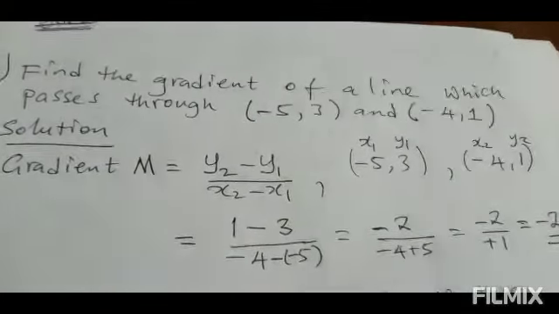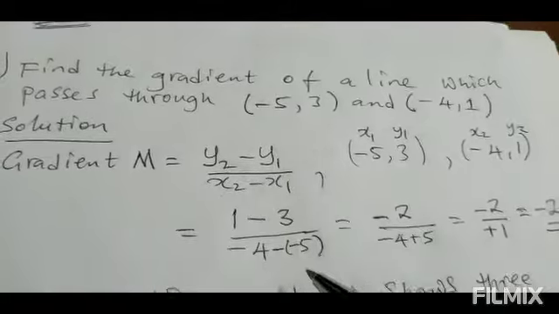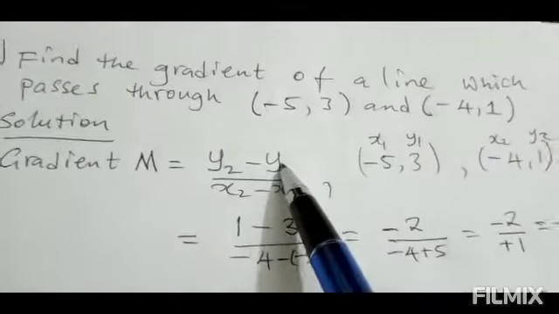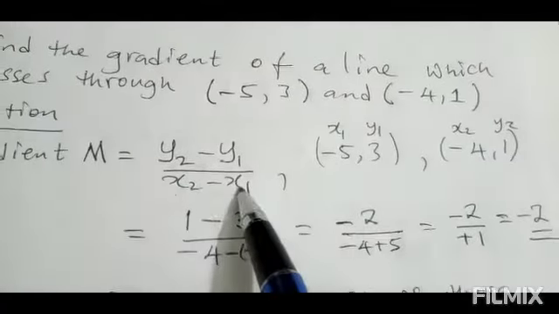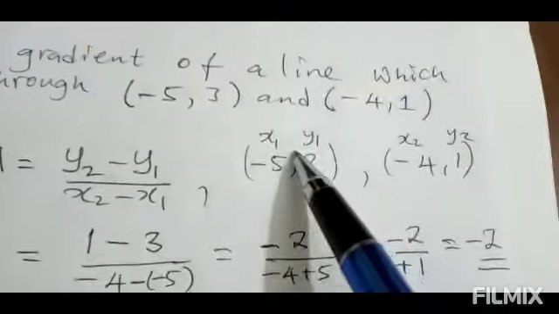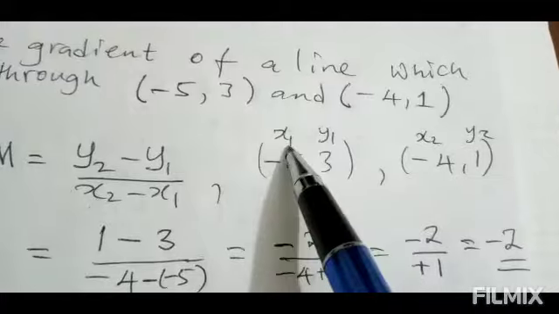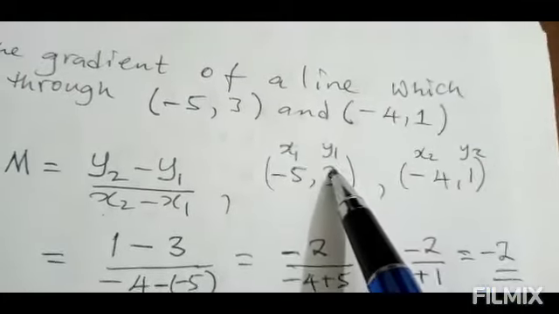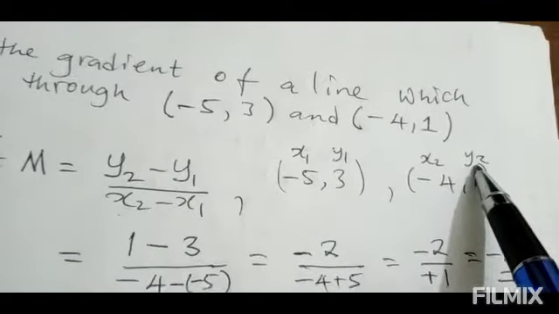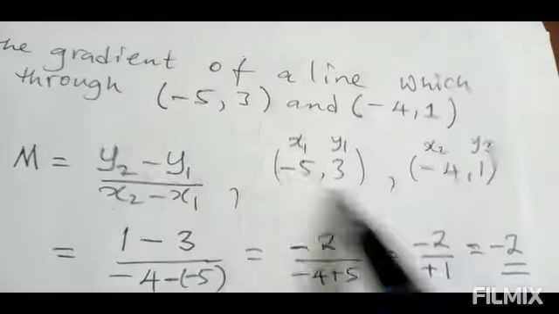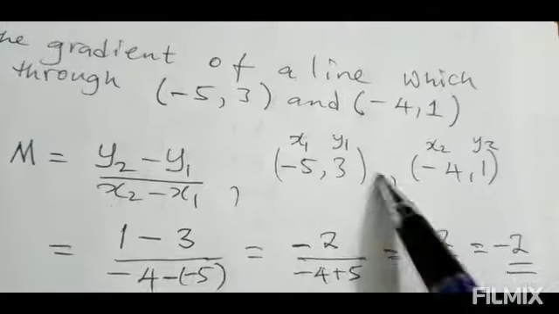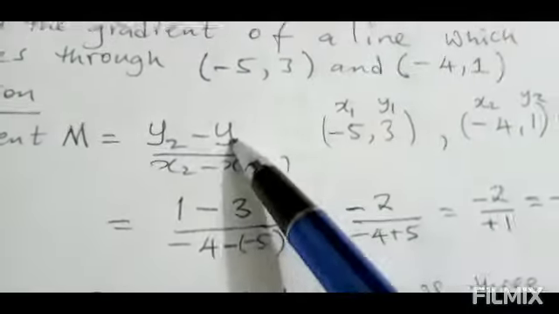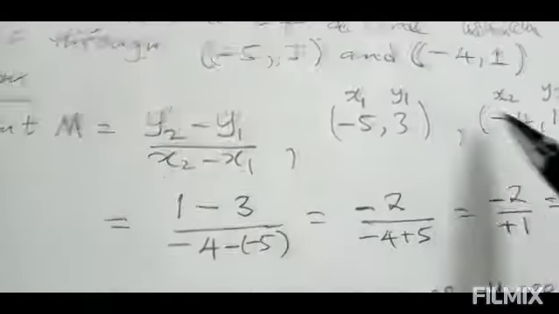So solution. Gradient m is equal to y2 minus y1 over x2 minus x1. Okay, so we just need to mark these coordinates. This is x1, this is x2, then this is y1, and this is y2. So our next step is to get these coordinates and put them into the formula. So y2 minus y1 over x2 minus x1.